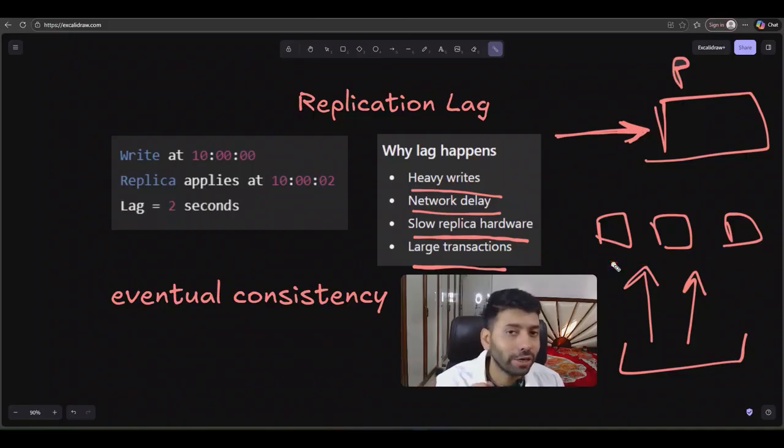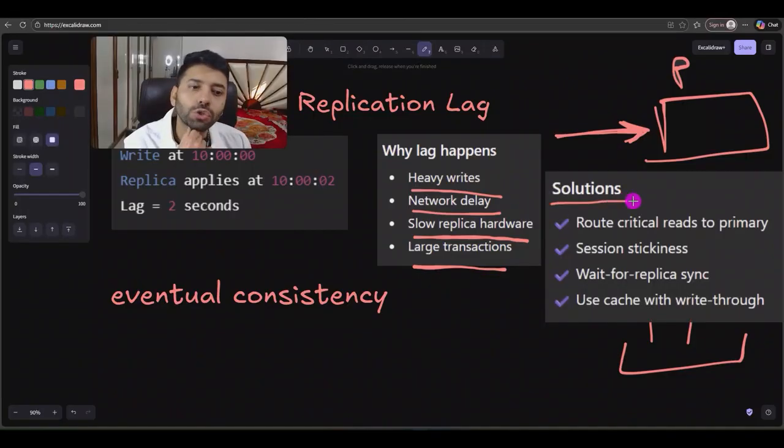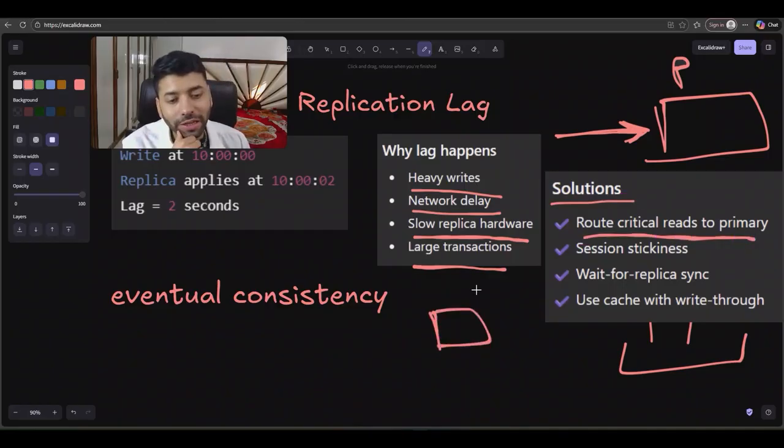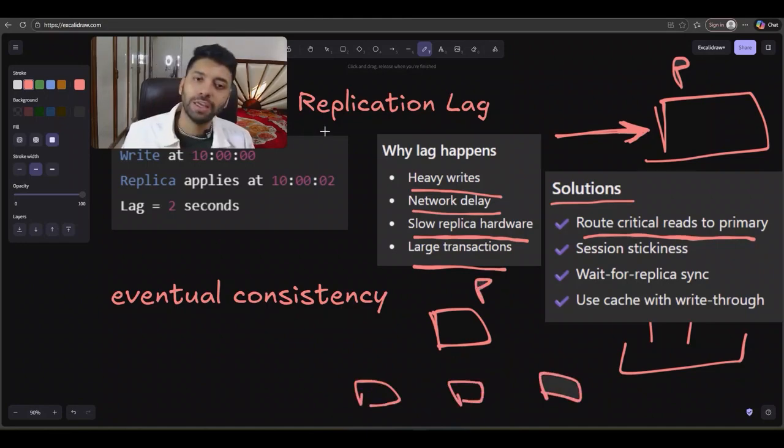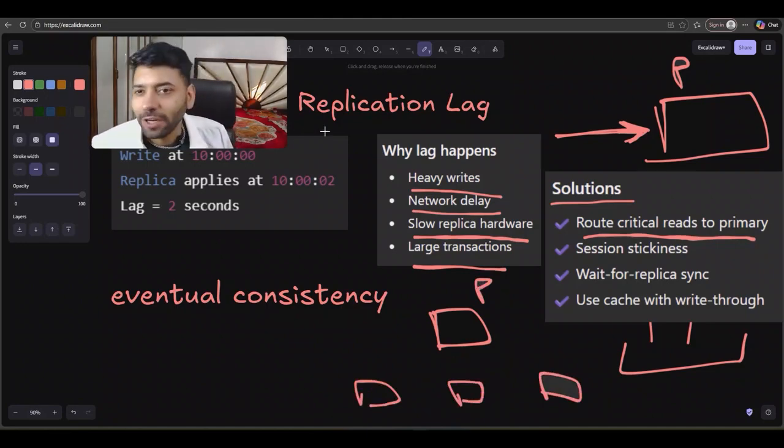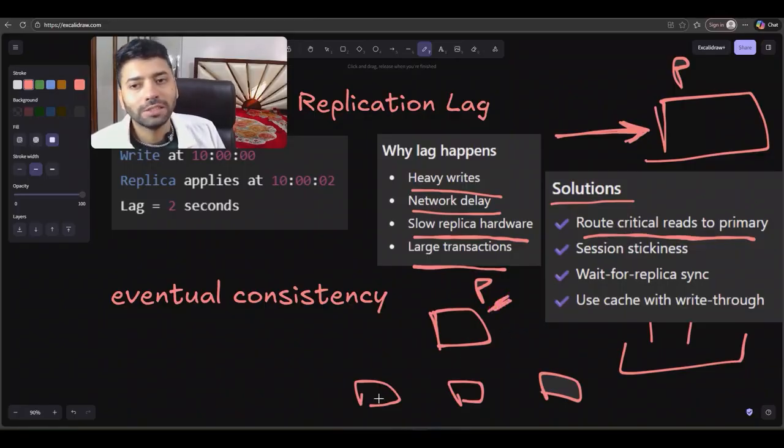So how can we fix this kind of problem? Basically one of the solutions is that you can route the critical reads to the primary. Earlier we said that in the primary we will only do the write operations and the reads we will do from the replicas, right? But now, as we see, there is replication lag, which is a very common kind of issue as well. So if you detect a critical read, you can route that to the primary database instead of waiting for the replicas to be updated after the lag, right? We can't wait for the lag. So in case of critical reads, you can route them to the primary.